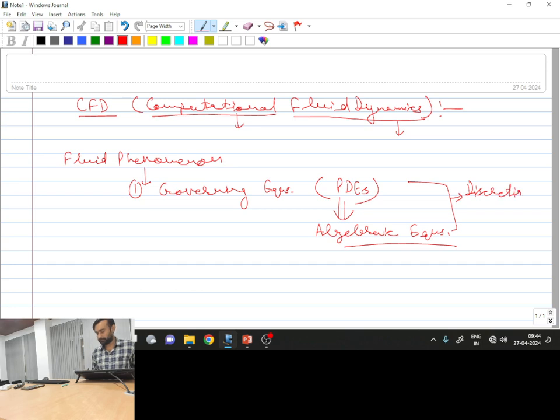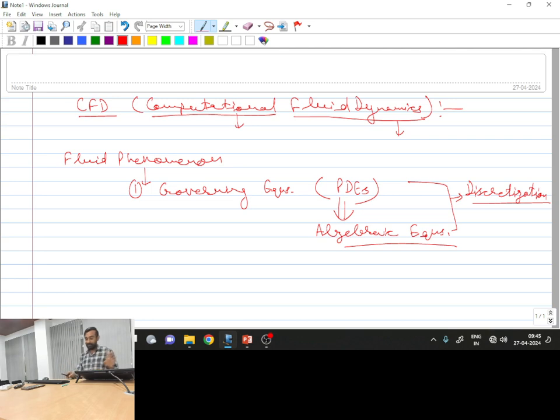Okay, so this is called discretization. Once you have converted your PDEs into algebraic equations, then your discretization is done. Now these algebraic equations can be understood by the computers. Now you can utilize the computer to solve this.